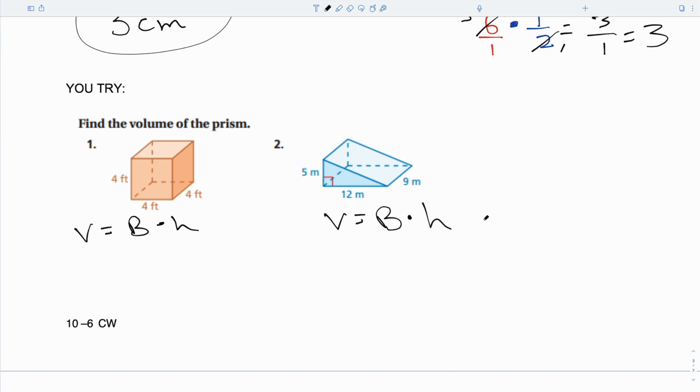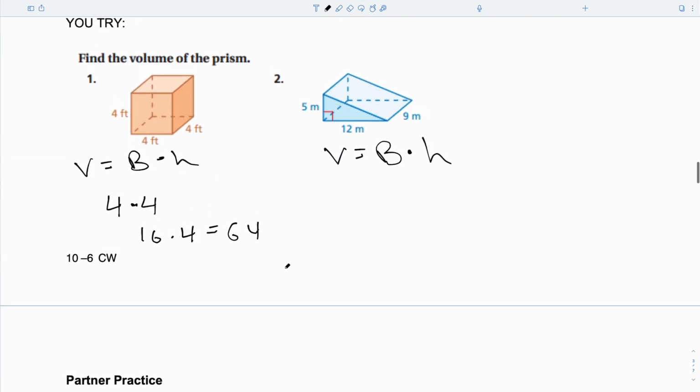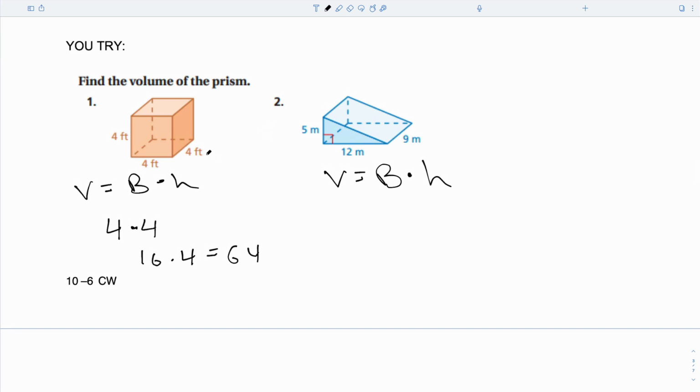Do you have any questions? Do you want to do number 1? Okay, Leighton. Number 1, really quickly, is base times height, which for the area of the square is just 4 times 4, and then you multiply that by 4. This answer would be 16 times 4. Isabella, what'd you get? Yeah, and what's the unit? What types of units are used to describe the volume? Cubed, so it's feet cubed.